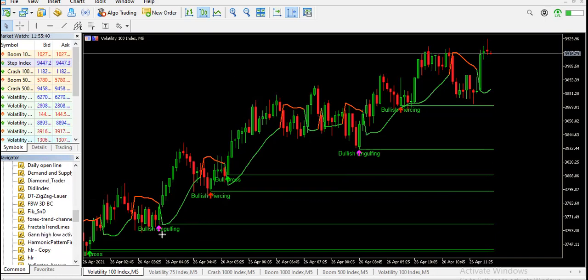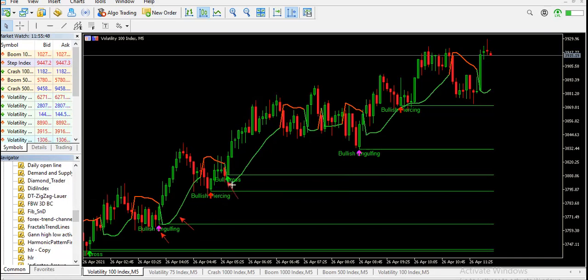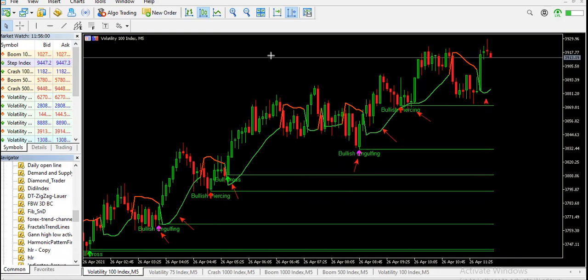Okay, once you have a bullish engulfing, wait for this price to enter into this channel, then you buy. As you can see here again, you get a bull cross, price enters the channel, you buy. Here you get the bullish engulfing, price enters, you buy, and so on. So that is how you trade with the system.